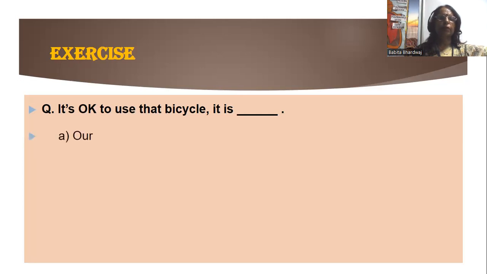Now coming to the next question. It's okay to use that bicycle. It is dash. The options are: R, I, me, mine. So here you have to see which pronoun you are supposed to use. There were different types of pronouns which I just discussed with you. So here you can see it is mine. So you need to understand which component of the sentence it is which has to be filled over here, and accordingly you will be selecting the correct answer.